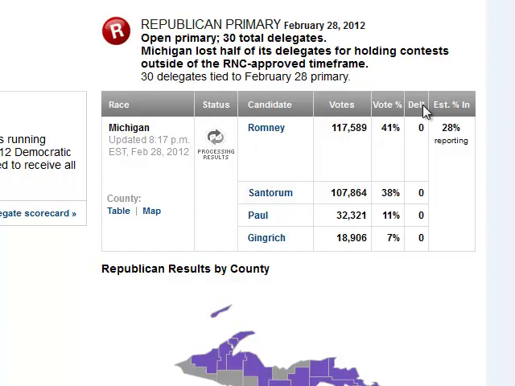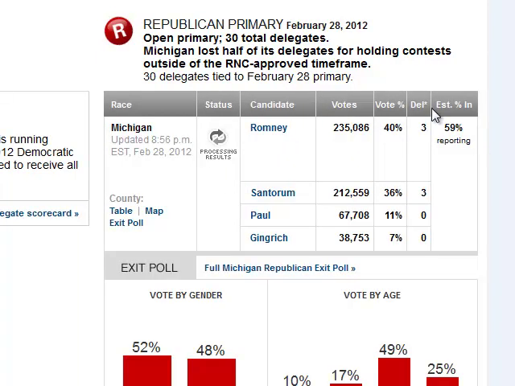Let's take a look at the Michigan primary. Here, with only 28% reporting, it looks like the race is pretty close, and so you can see they haven't called the race for either candidate. Now with the race at 59% reporting, you can see that there's a little bit more distance between the top two candidates, but still they are not calling the race for the top candidate.